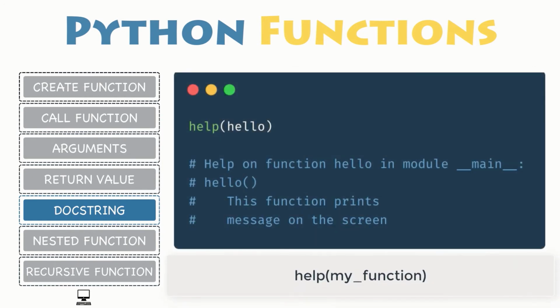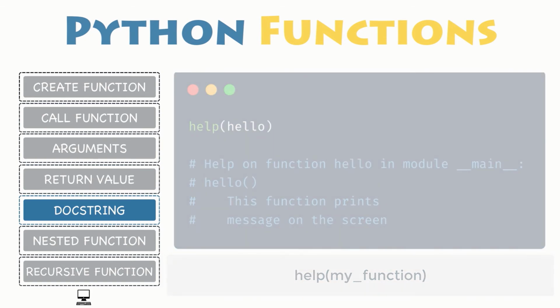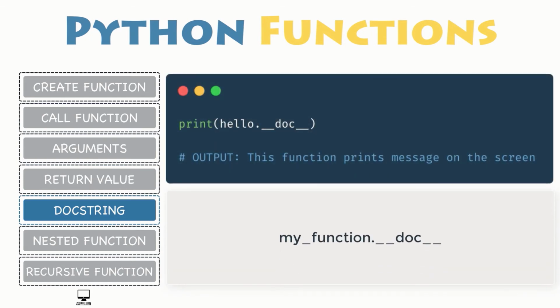To print a function's docstring, use the Python help function, and pass the function's name as argument. This will print out the docstring in rich format, and help you better understand what this function does. You can also access the docstring in a raw format, through the __doc__ attribute of the function.